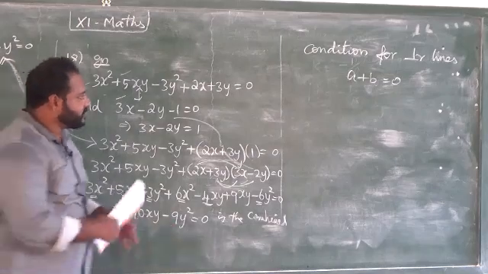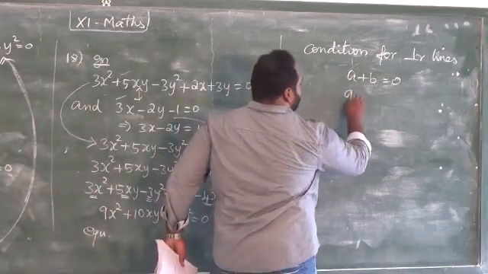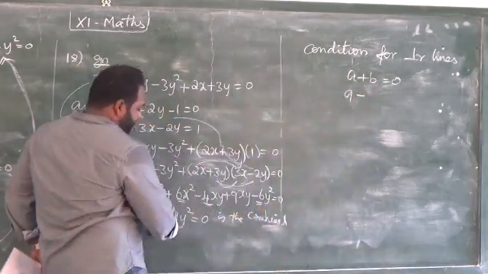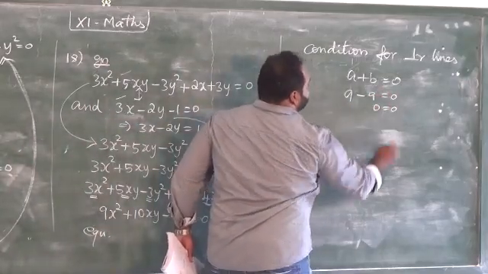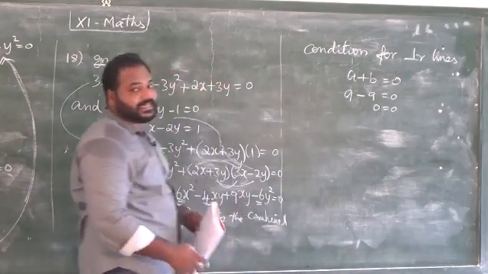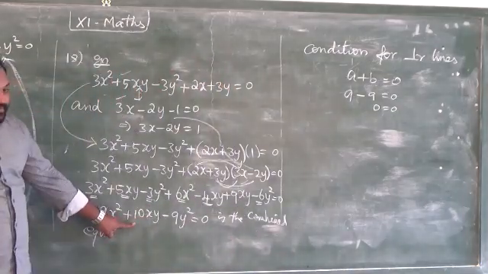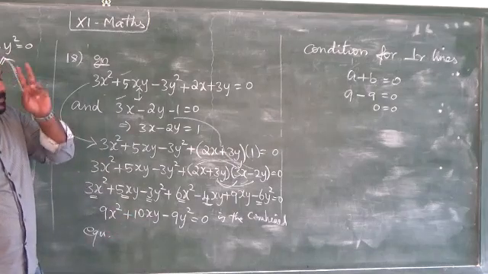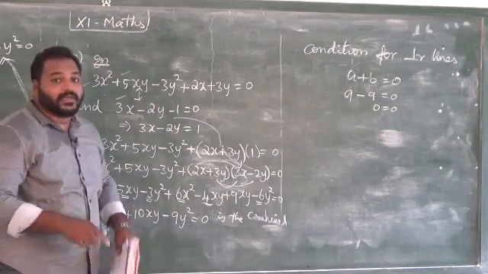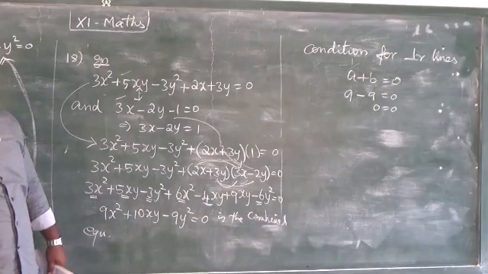Coefficient of y square. So 9 minus 9, so here it is 0 equal to 0. So it is satisfied. So we can say these two lines in this pair of straight lines are perpendicular lines. If the lines are perpendicular, definitely the lines form a right angle.